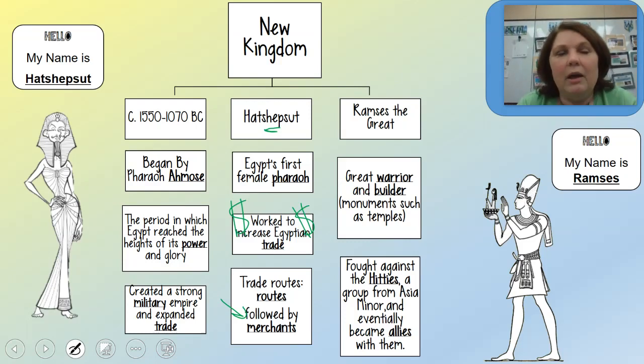So the next guy we want to talk about, next pharaoh, is Ramses. And this is Ramses the Great. And remember, we said not a lot of people get the name great in history. So here's why he's great. Because Hatshepsut was so good at shopping and trading, of course, she made Egypt so wealthy that allowed Ramses to have a standing army and to have a strong standing army.